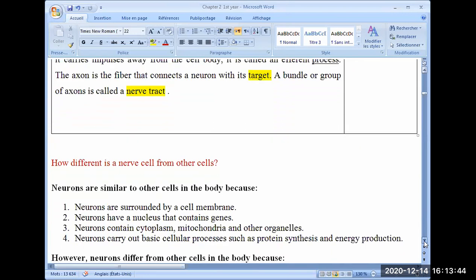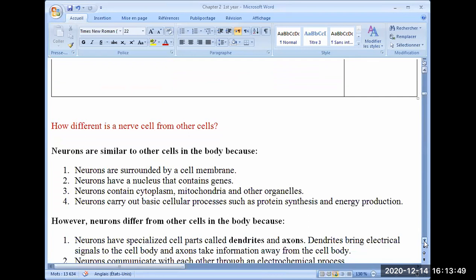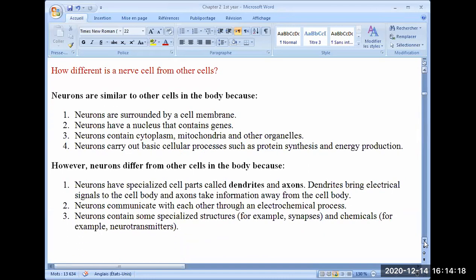Okay, then you have this question: how different is a nerve cell from other cells? Here, just to save time, I'm going to read. Neurons are similar to other cells in the body, because neurons, like other cells, are surrounded by cell membrane. And neurons have a nucleus that contains genes. Neurons also contain cytoplasm, mitochondria, and other organelles. Neurons also, like other cells, carry out basic cellular processes such as protein synthesis and energy production. However, there are some differences.